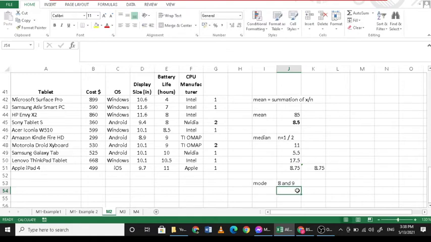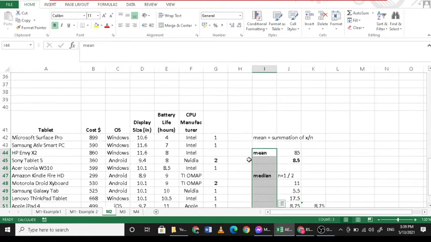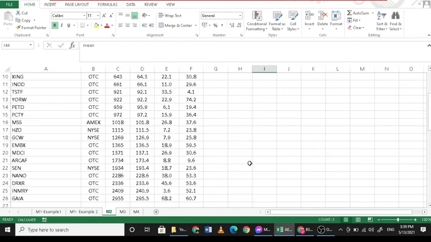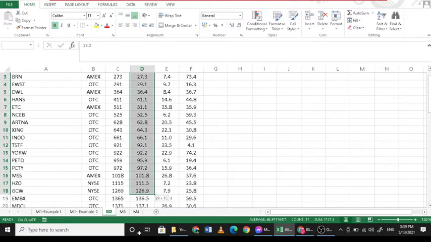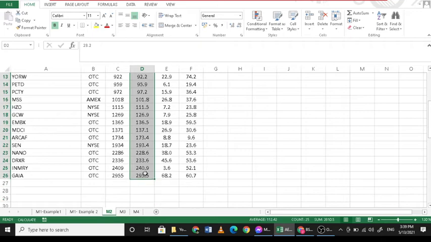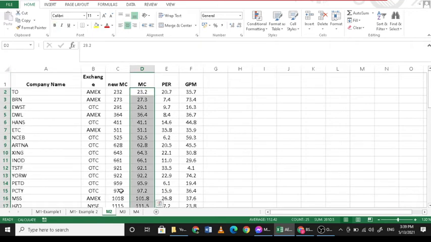Okay, so that's 8 and 9. As for mean, median, and mode, manually. Then, of course, you can also find the mean, median, and mode using your Excel shortcuts. So for this one, instead of using your market capital, which we already used last time, let's use your GPM.